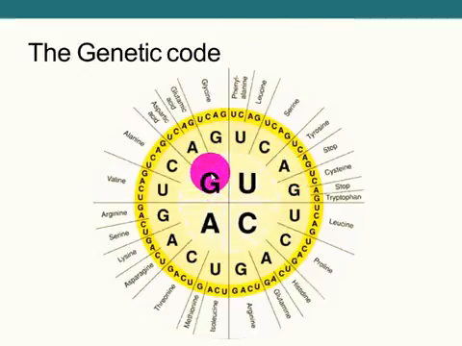But again, any of these other ones, GGG, that's glycine. It's just one of the 20 amino acids. CCU, proline. AGA, arginine. They are just building blocks of proteins.